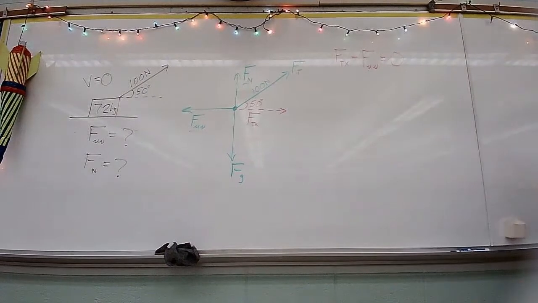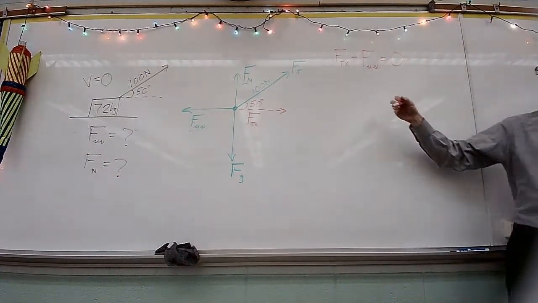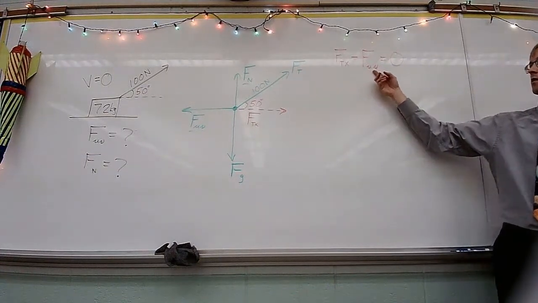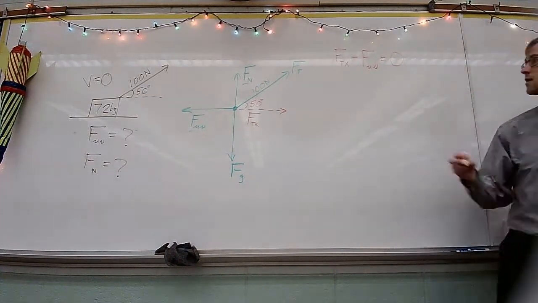And those will subtract to be 0. And just like last time, you can kind of see where this is headed. If I want to solve for my force of static friction, I'm just going to take this part of the equation and move it over to the right.